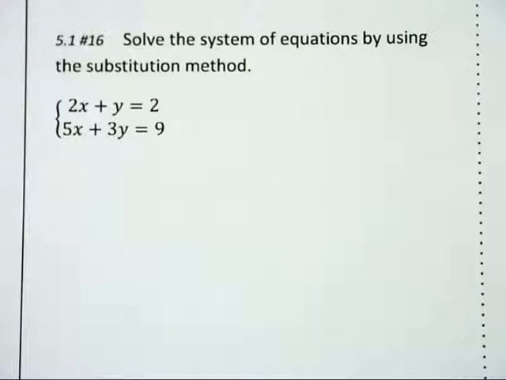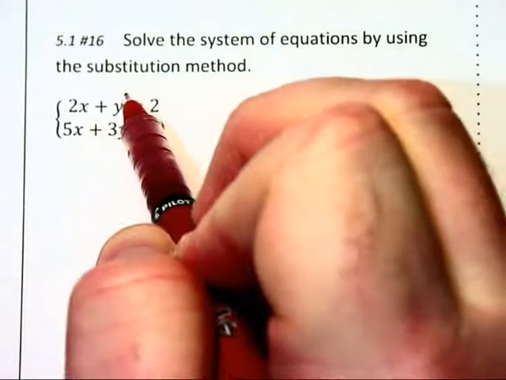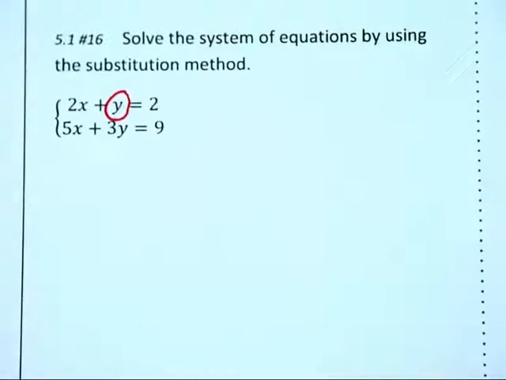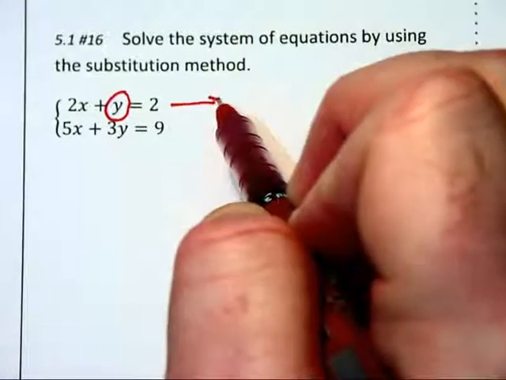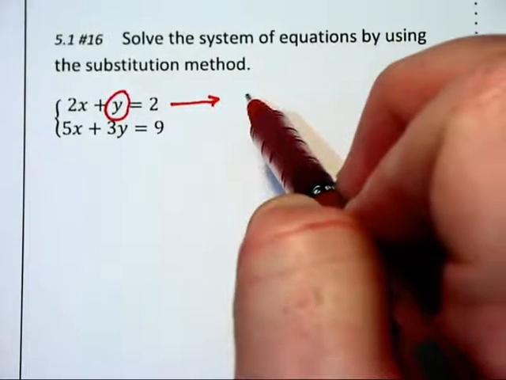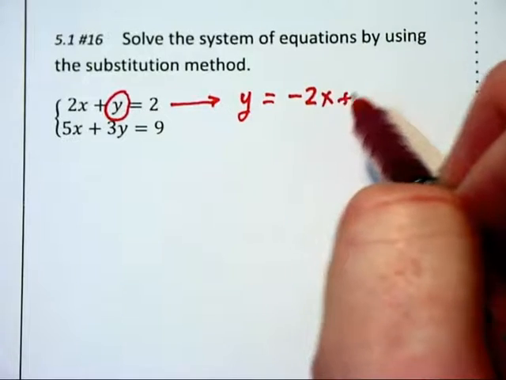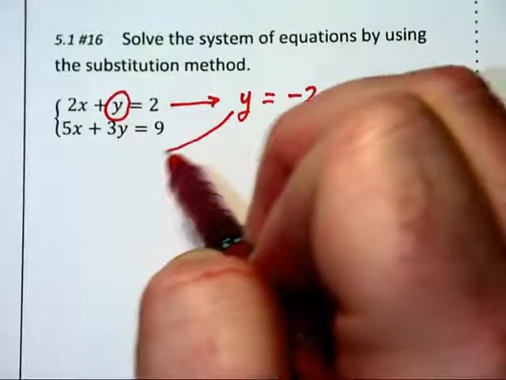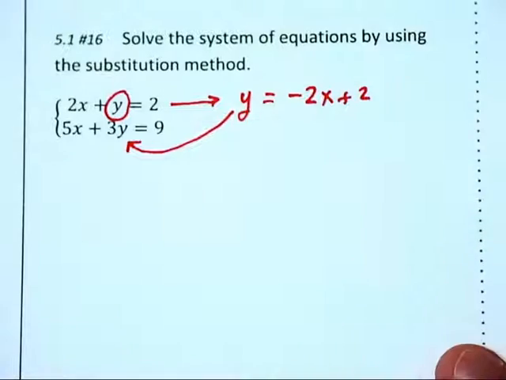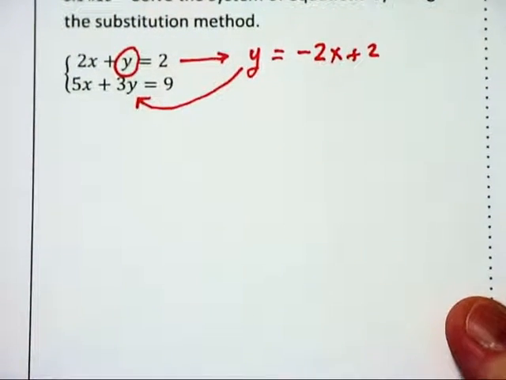We are now being asked to solve this system using substitution. Since I see that y is by itself without a coefficient in the first equation, I would like to isolate that in the first equation and rewrite it as y is equal to negative 2x plus 2, and use that to substitute into the y position in the second equation.